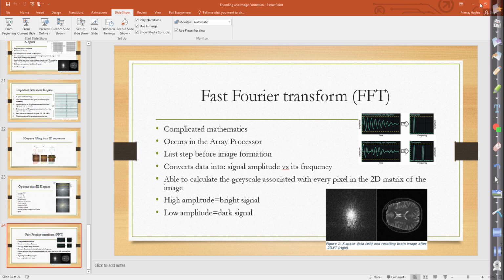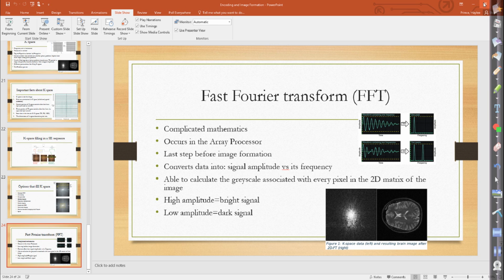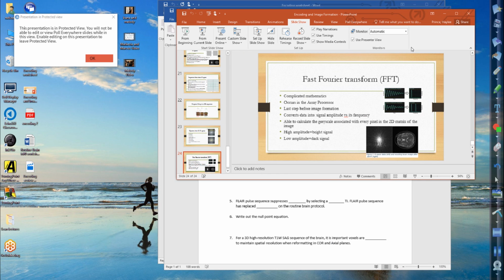This one is about whole sequence diagram.